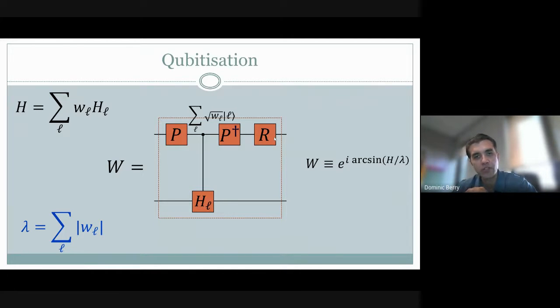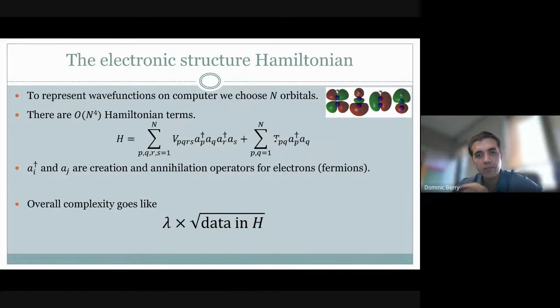And when you want eigenvalues of the Hamiltonian, which is typically what we want to estimate ground state energies, you can just do phase estimation on W and just invert that arcsine to get the eigenvalue of H. And that's much more efficient than trying to generate the Hamiltonian evolution, which is what was done in a prior work before there was notice that you could do this.